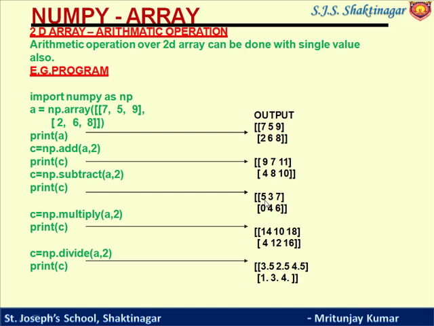So you can see 2 is subtracted from each element of array a, and the output will be 5 3 7 2 4 0 4 6. Now similarly c is equal to np.multiply a comma 2. You can see here 2 is being multiplied to each element of array a. Now divide, similarly we perform the divide also.